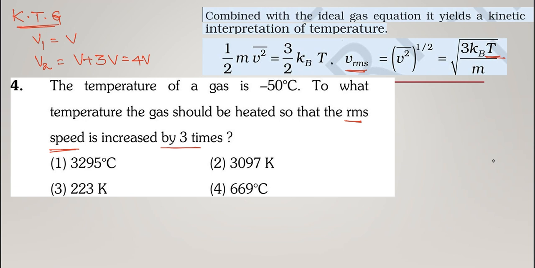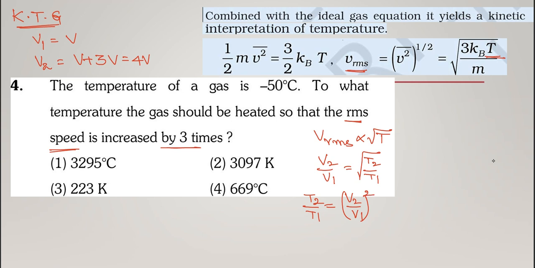Now, as VRMS is directly proportional to root T, V2 by V1 will be equal to square root of T2 by T1, or T2 by T1 will be equal to V2 by V1 whole square, that is 4 square, which is 16. So T2 is equal to 16 times T1.